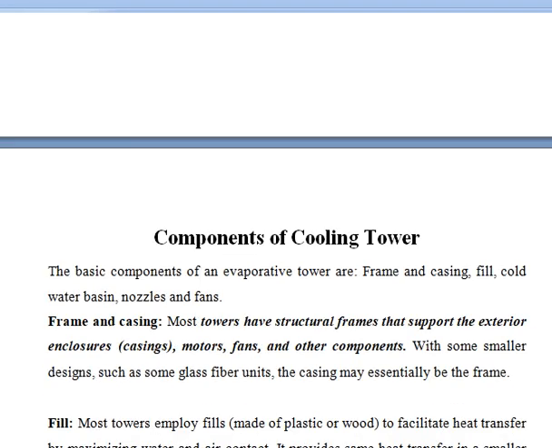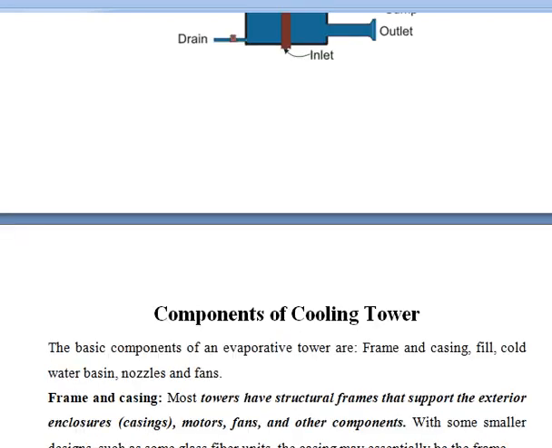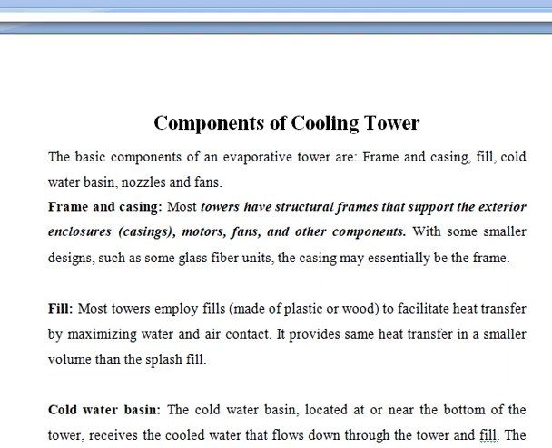Then this is about the components of the cooling tower. Again, similar to that one, one or two components are added. The basic components of an evaporative tower are frame and casing, fill, cold water basin, nozzle and fans. Frame and casing: most towers have structural frames that support the exterior enclosure, casing, motor, fans and other components. With some smaller designs, such as glass fiber units, the casing may be the frame itself. These are the evaporative tower basic components.